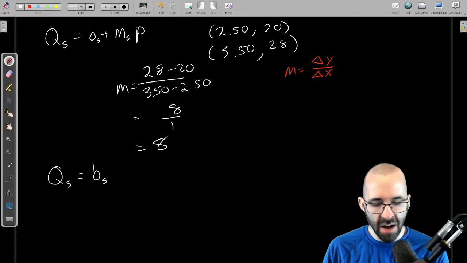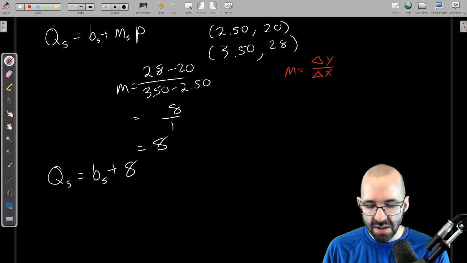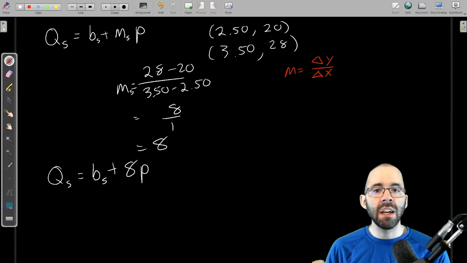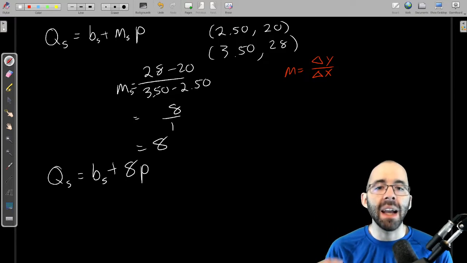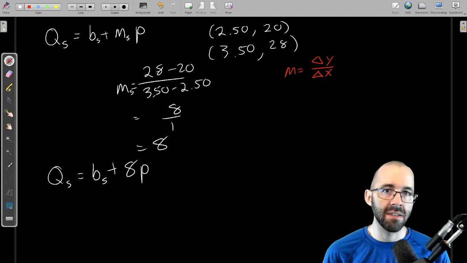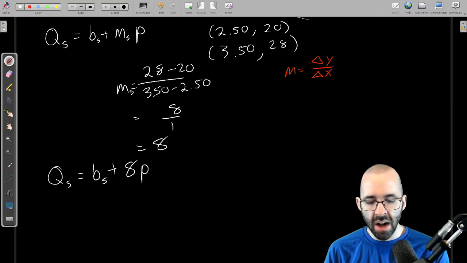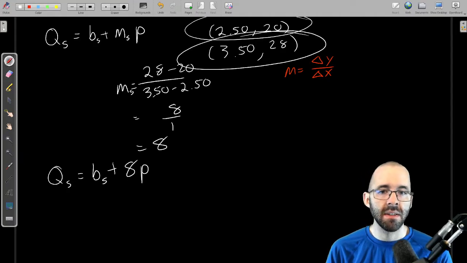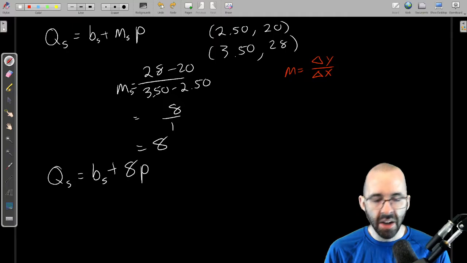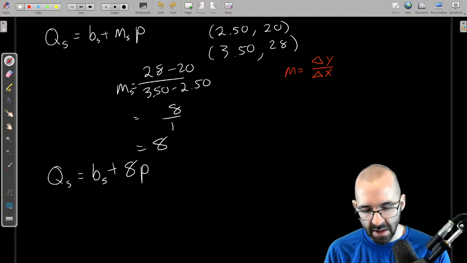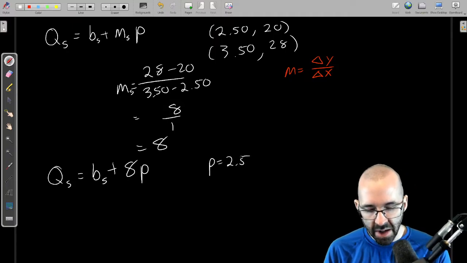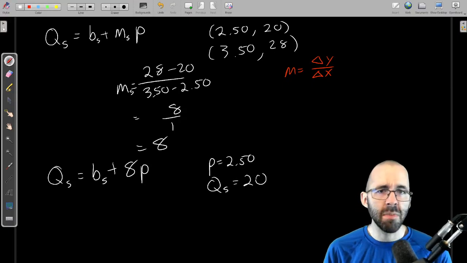QS is going to be that B value, which we still don't know, plus our slope times the price. Every increase of $1 is going to make our supply go up by 8,000 gallons of gas. Now you can choose either one of these points to find our B value. I'll use the first point because they're smaller numbers.